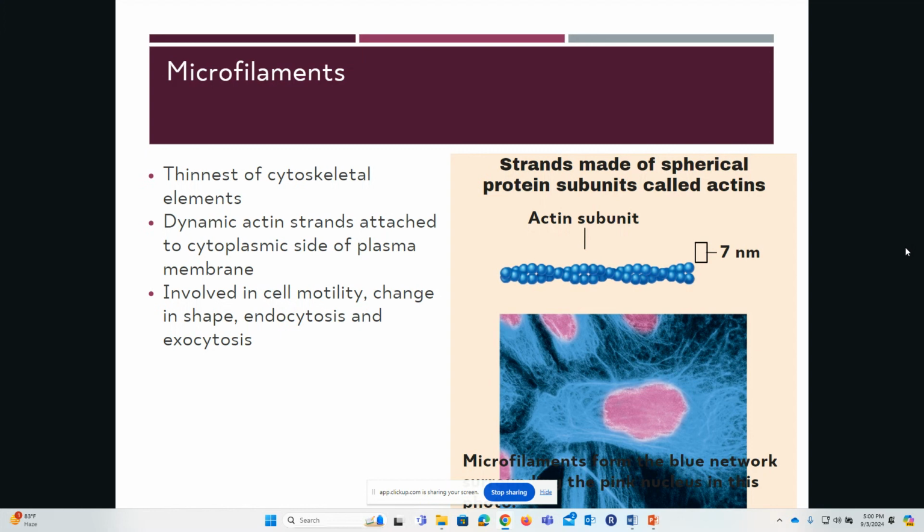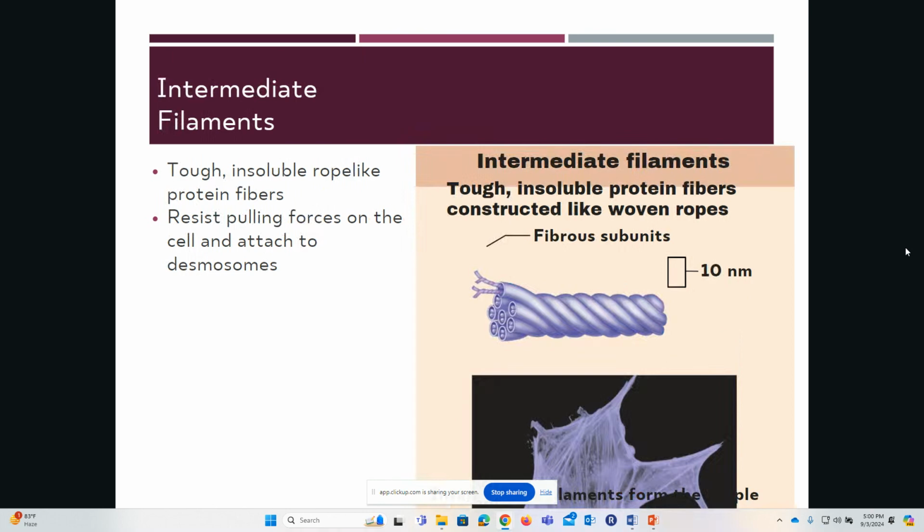Microfilaments are the thinnest or smallest of the cytoskeletal elements. They are made up of units of actin arranged in two strands and wrapped around each other. They're involved in things like cell motility, separating cells during mitosis as a part of cytokinesis, change in shape, including for both endocytosis and exocytosis. Then you have intermediate filaments, which are intermediate in size, and they're also going to be a part of desmosomes. So they help with resisting pulling forces on the cell.